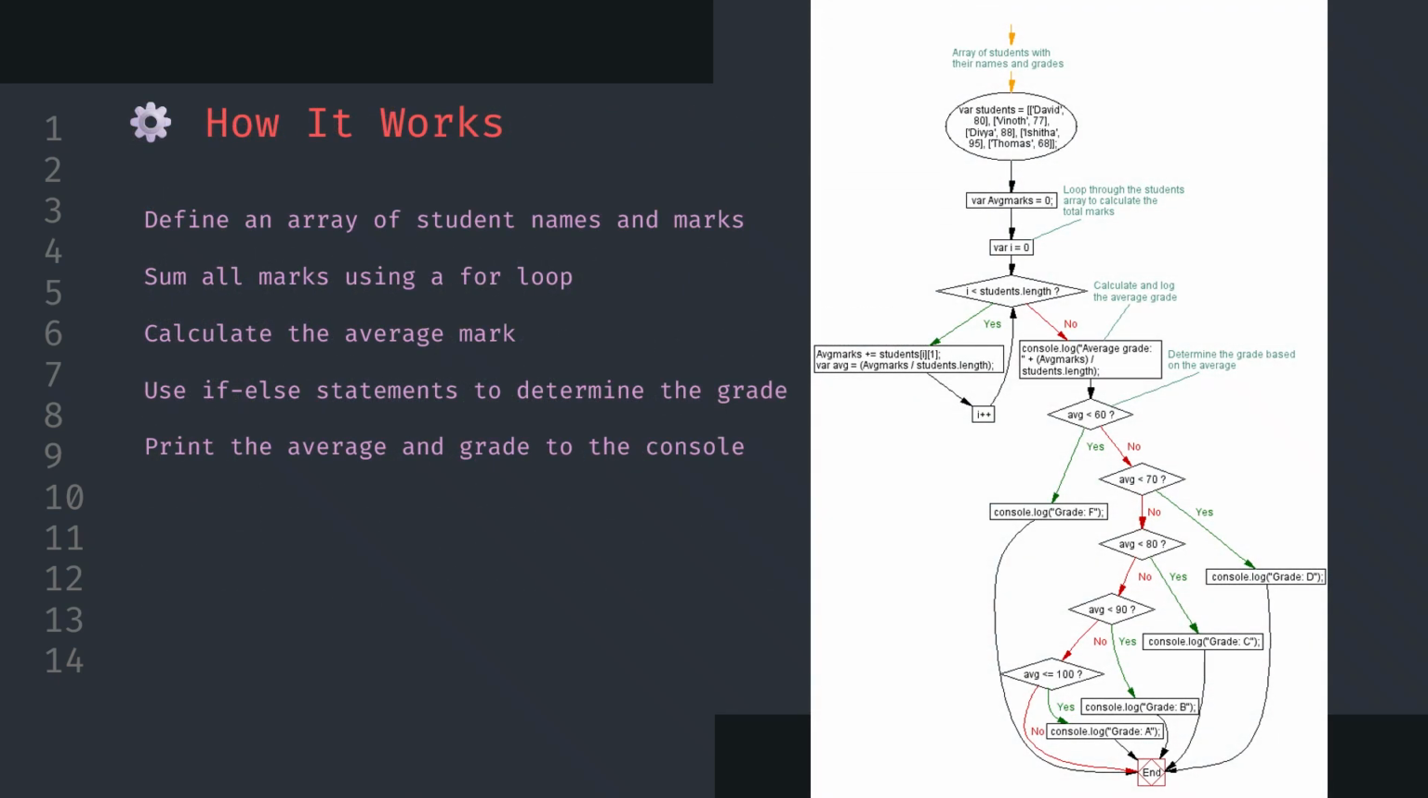We start by defining an array of students with their marks. We then loop through each student and add their marks. The average is calculated by dividing the total by the number of students. Finally, we use conditional statements to determine the grade and print the results.